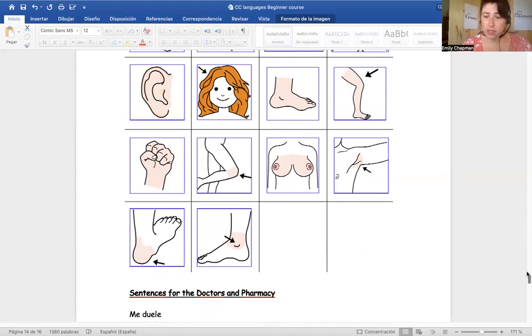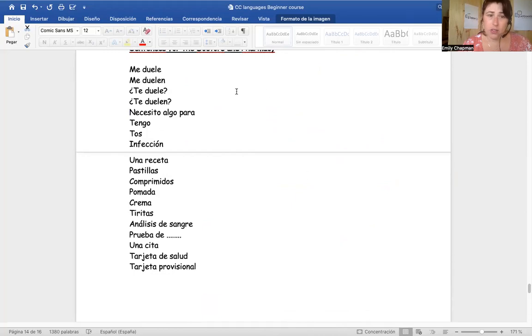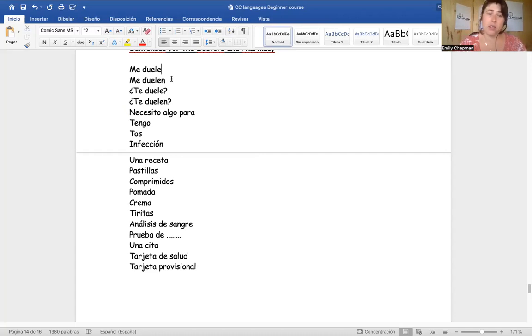Okay, sentences for doctors and pharmacy. So we have me duele and me duelen. What is the difference? So me duele means it hurts me, and me duelen is they hurt me. So if we're referring to one body part, we would always use me duele. So we can go ahead with lots of the examples that we've just looked at. I have a headache, my head's hurting me. Me duele la cabeza. My hearing, my ears hurting me. Me duele el oído. My knees hurting me.